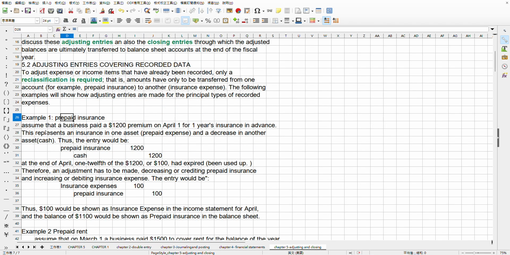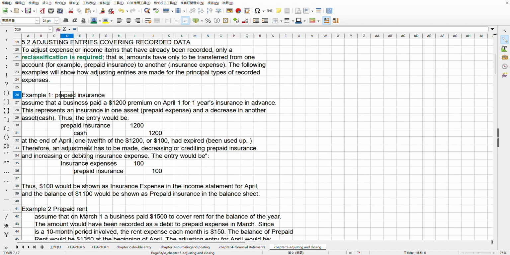Prepaid insurance. Assume that a business paid a 1,200 premium on April 1 for one year's insurance in advance. This represents an increase in one asset, prepaid insurance, and a decrease in another asset, cash. Thus, the entry would be debit prepaid insurance, credit cash, 1,200. At the end of April, 1/12 of the 1,200, or 100, has expired.